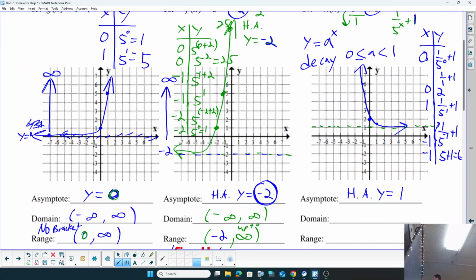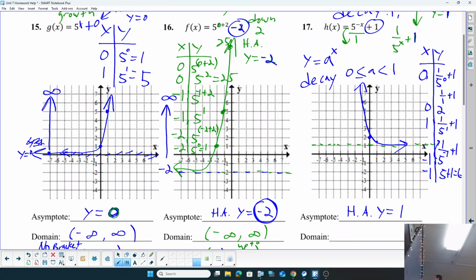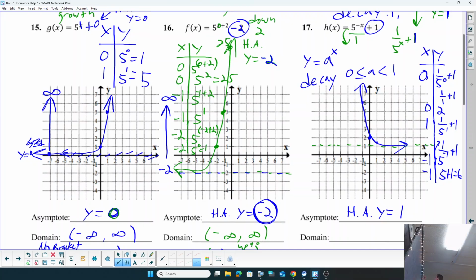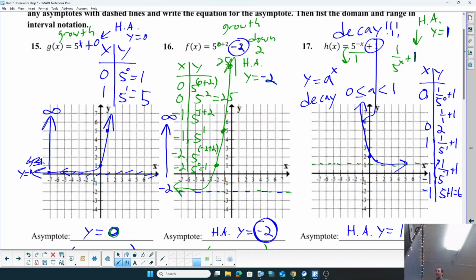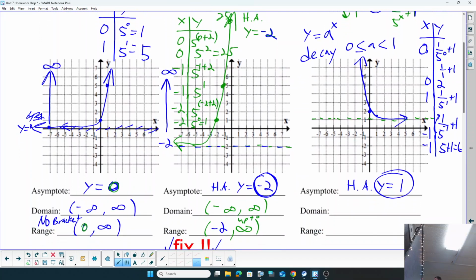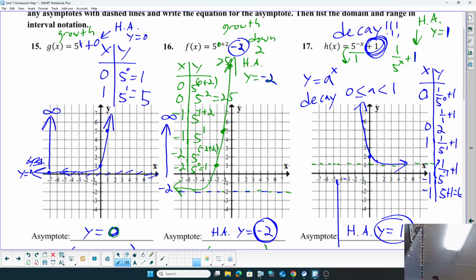Cool. And then number 17, we actually didn't finish there. So we had a horizontal asymptote at 1. And so that goes there with this one. If there's a number out in front of the equation, that's the horizontal asymptote. And so it goes along there and then a little bit higher to get to the intercept. So the domain again is -infinity, +infinity.